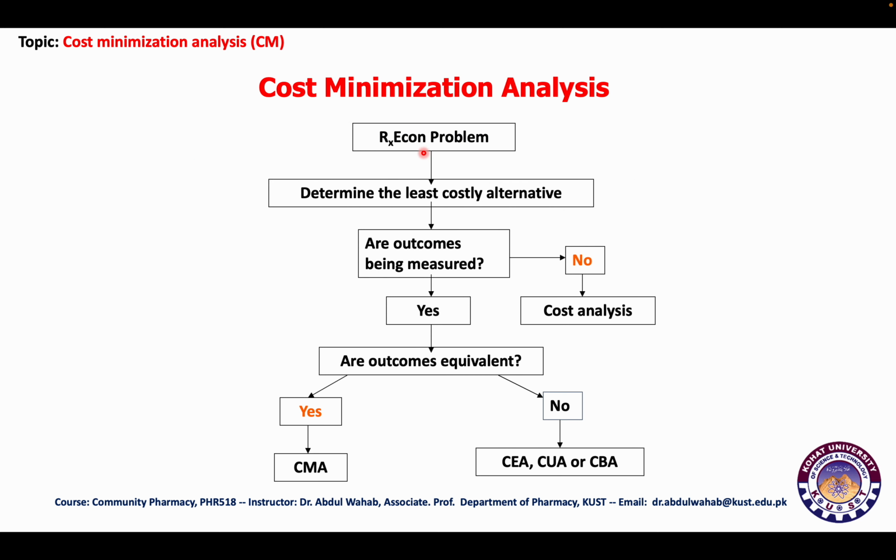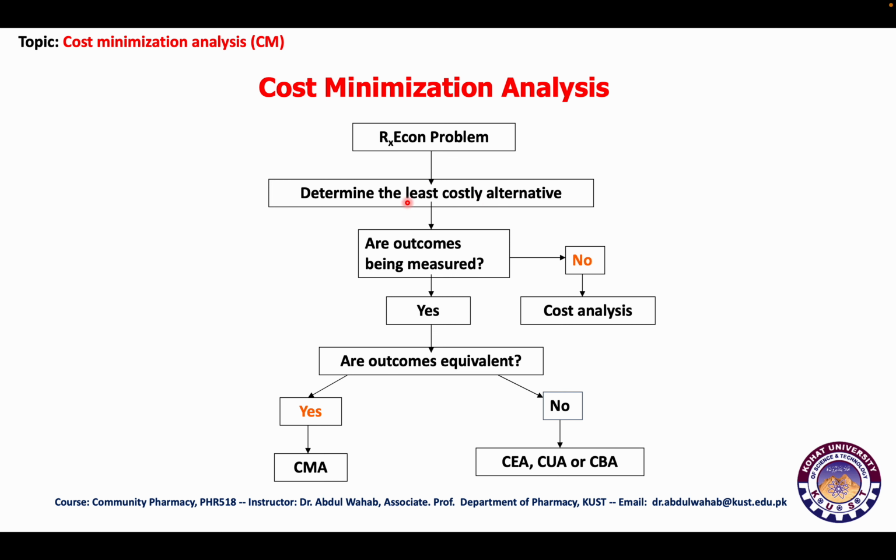You can see here the diagrammatic presentation of the cost minimization analysis. If there is a problem, then what should be done? Determine the least costly alternative. If there are two products or two drugs, and the outcomes or clinical consequences of both drugs are the same, then the cost should be compared. So the least costly alternative must be selected.